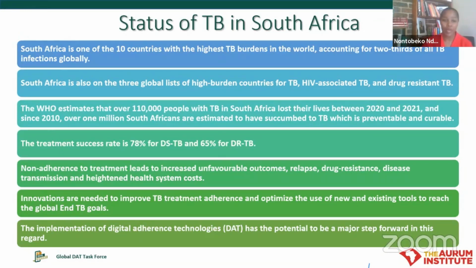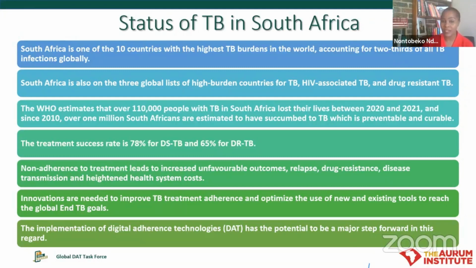The WHO estimates that over 110,000 people in South Africa lost their lives between 2020 and 2021. And since 2010, over 1 million South Africans actually succumbed to TB. And this is very sad because we all know that TB is preventable and curable. So a lot still needs to be done to prevent all these unnecessary deaths.